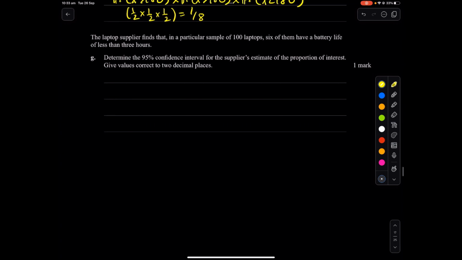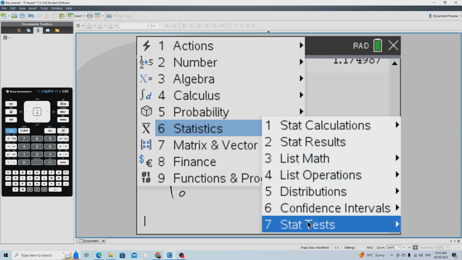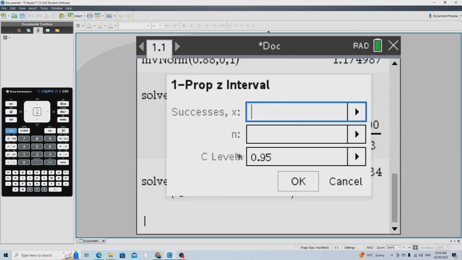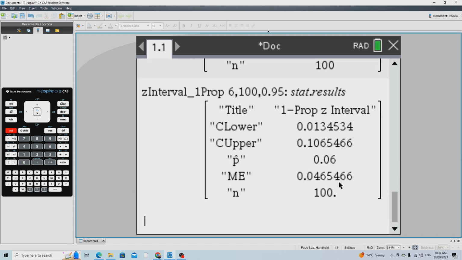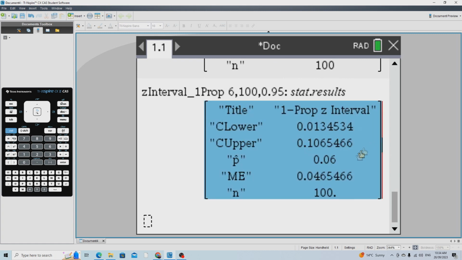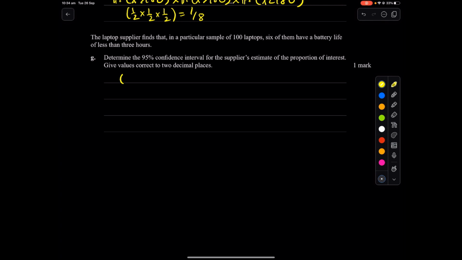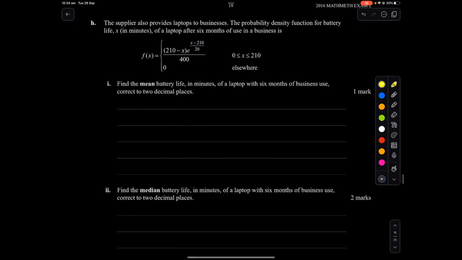Just use your calculator. Go to menu, statistics, confidence intervals, 1-prop z interval. Our success is 6 out of 100 and 95% confidence. Okay, control enter. And here's our lower bound and upper bound. So let's write those down. To 2 decimal places, that's 0.01 and 0.11. Done.